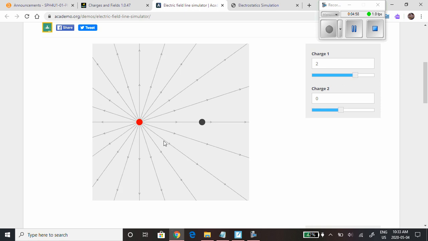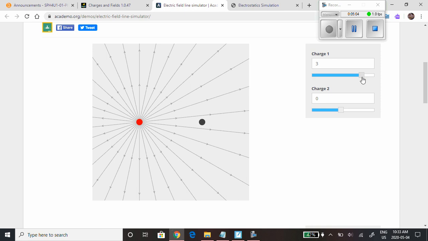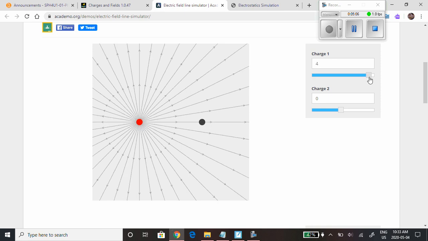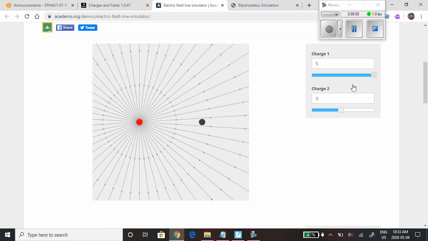Meaning the field is stronger. It's trying to help us visualize it like that. 3, what's this go up to? 4, and 5. So the more charge here, the stronger the electric field around it. And that's for a positive charge.